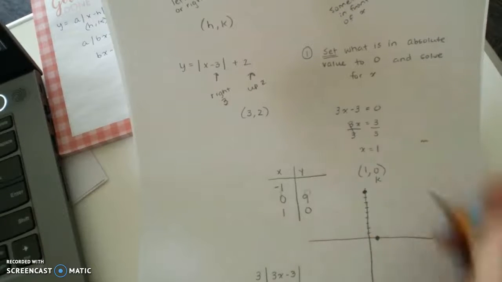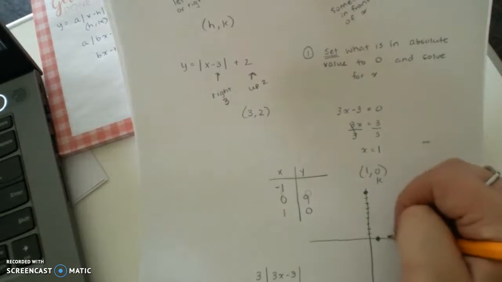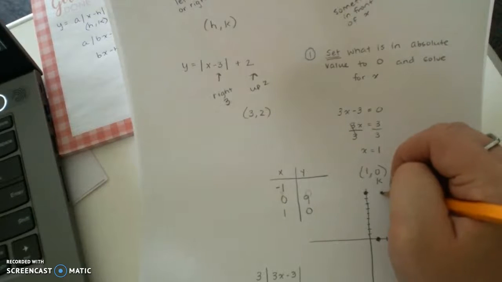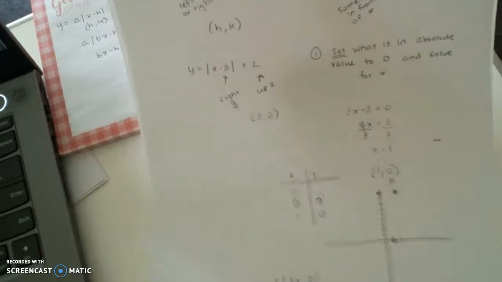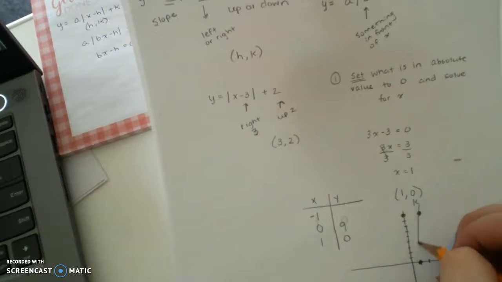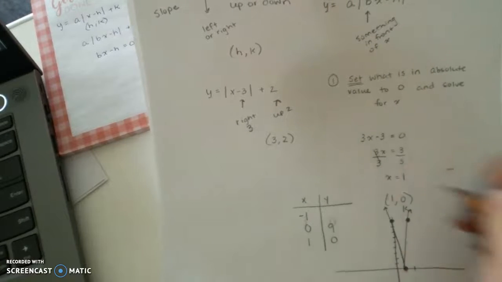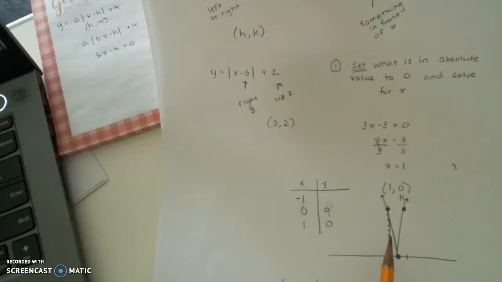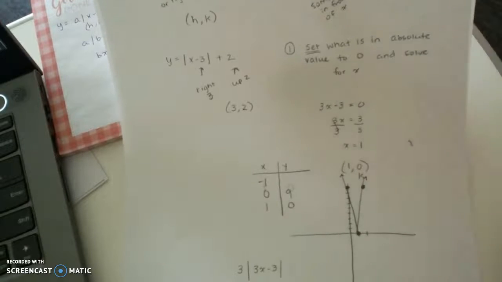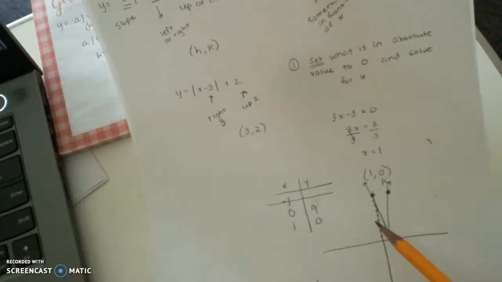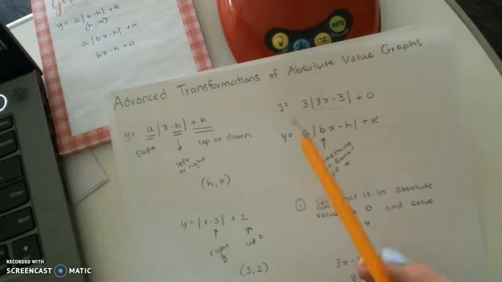Okay. That means on the other side, because these are symmetrical, I'm going to have a y value of 9. So our graph is going to stretch through those 2 points. And that is our absolute value graph. So it made our slope steeper because of the 3 in front. We don't even have to graph this one because it's going to be off the charts. But it made our slope steeper because of this 3.